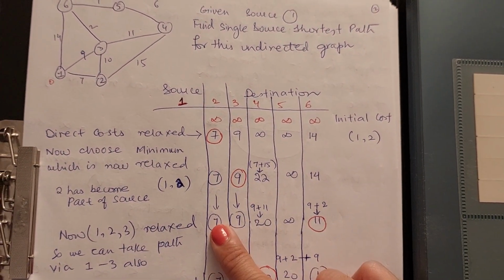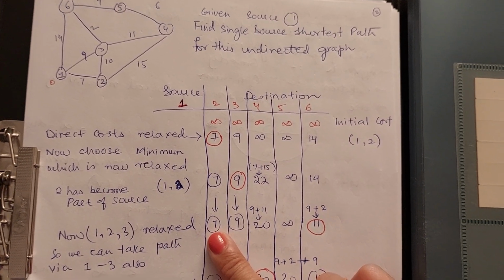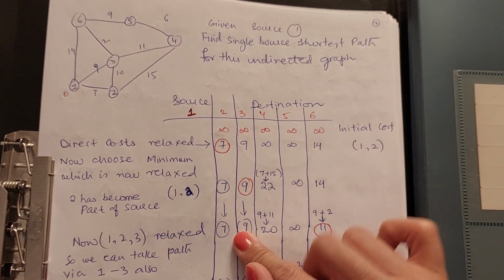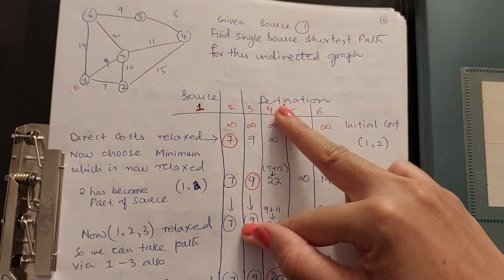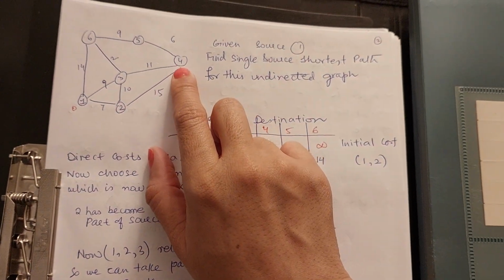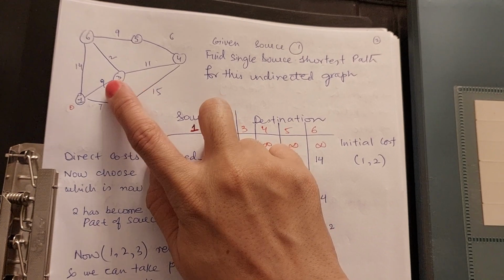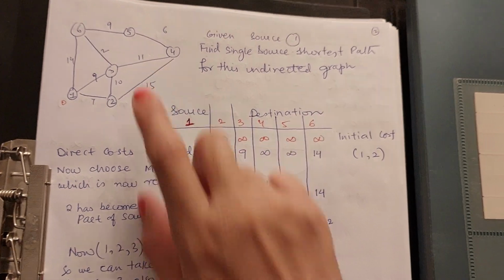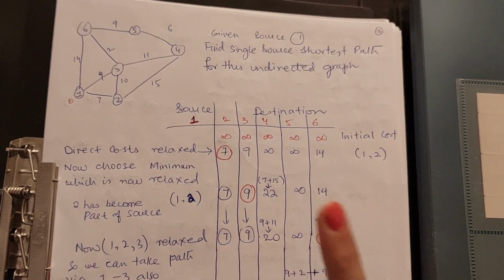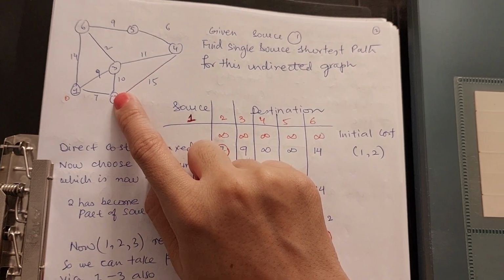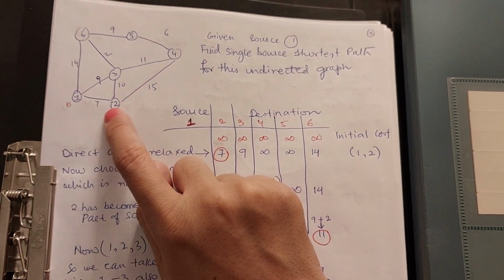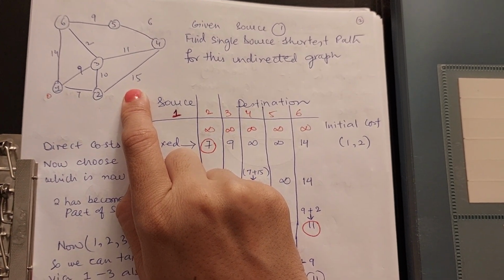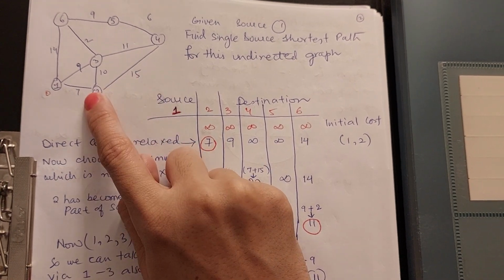So 7 was already minimum. Let's just take it as it is. Do not iterate it. 9 was also minimum. Just take it as it is. Don't iterate it. Yes, let's think about node 4. Node 4 has a connection by this cost of 11 with 3. So if I add 9 and 11, it becomes 20. Okay, node 4 has another connection with 2 because 2 is also part of my source. This cost is 15 plus 7. 15 plus 7 becomes a larger value. It becomes 22. So I will not consider it.